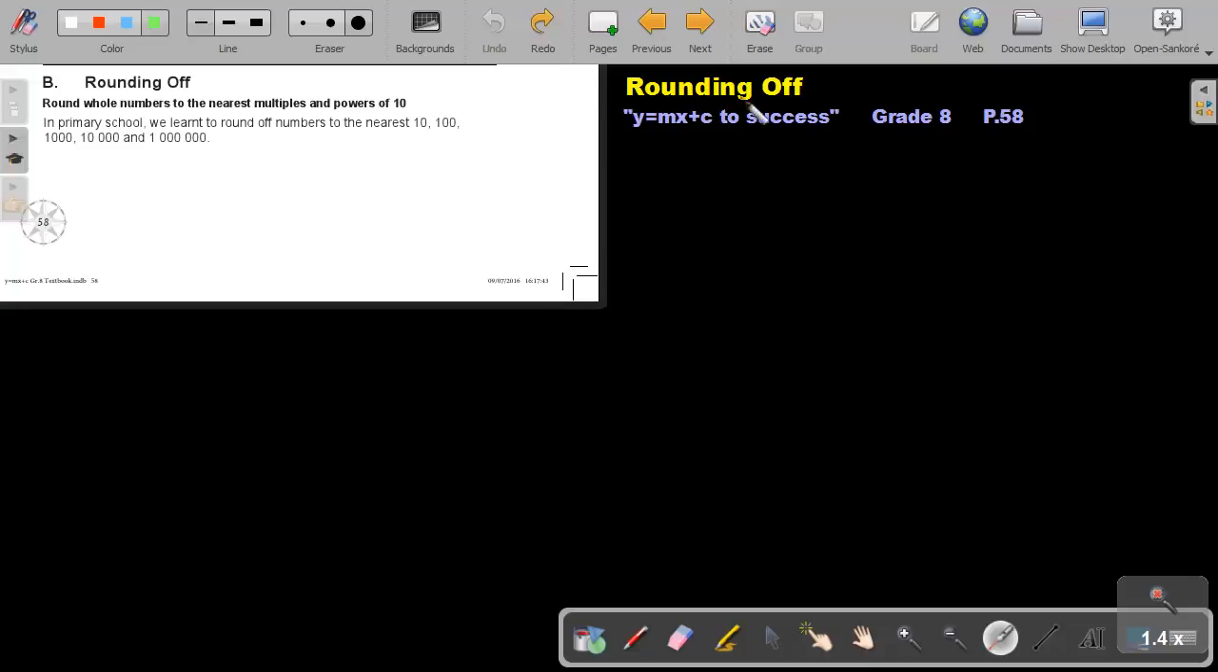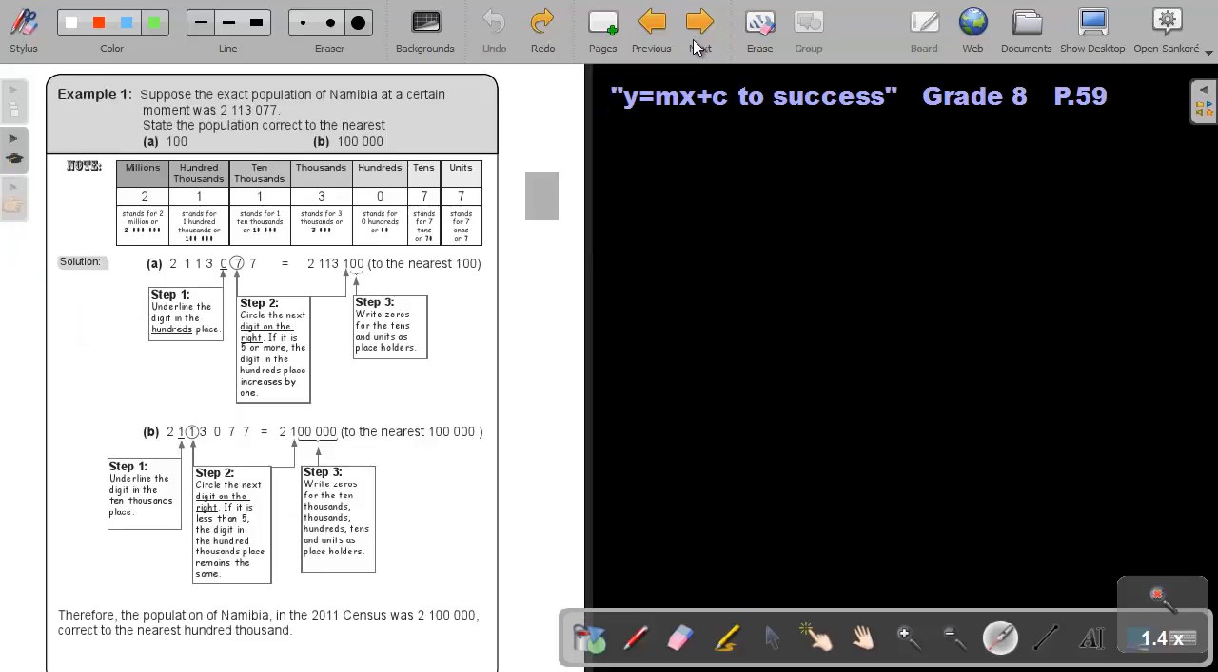Part 2, Rounding Off. You will find this on page 58 in the Namibian Mathematics Grade 8 textbook, y equals mx plus c to success. Rounding off. Round whole numbers to the nearest multiples and powers of 10. In primary school, we learned to round off numbers to the nearest 10, 100, 1,000, 10,000, 100,000, and a million. Now, let's look at an example.